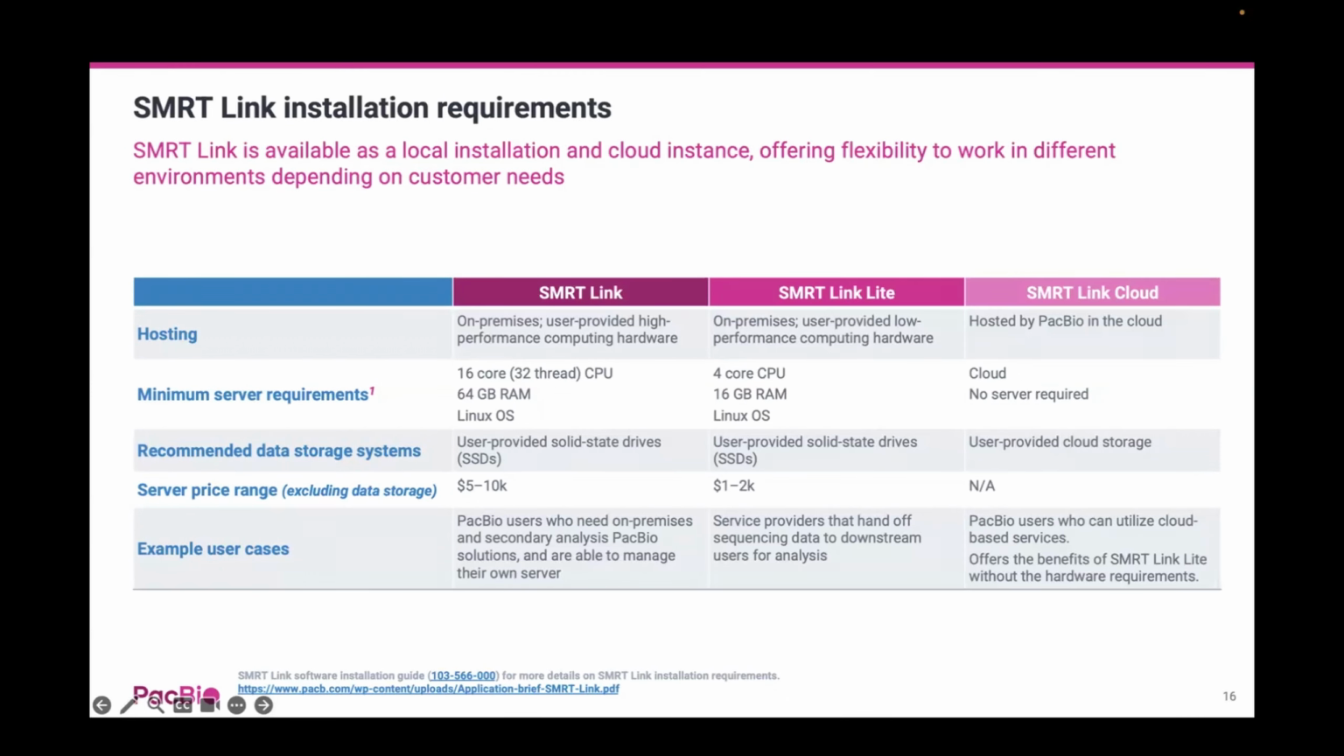If you intend to use SmartLink simply to store and hand off sequencing data to downstream users, such as bioinformaticians, SmartLink Lite is a robust solution for you. The server only requires a 4-core CPU with 16 gigabytes of RAM. For both server configurations, you'll need to provide your own storage, ideally solid-state drives, and those are not included in the server price range estimate.